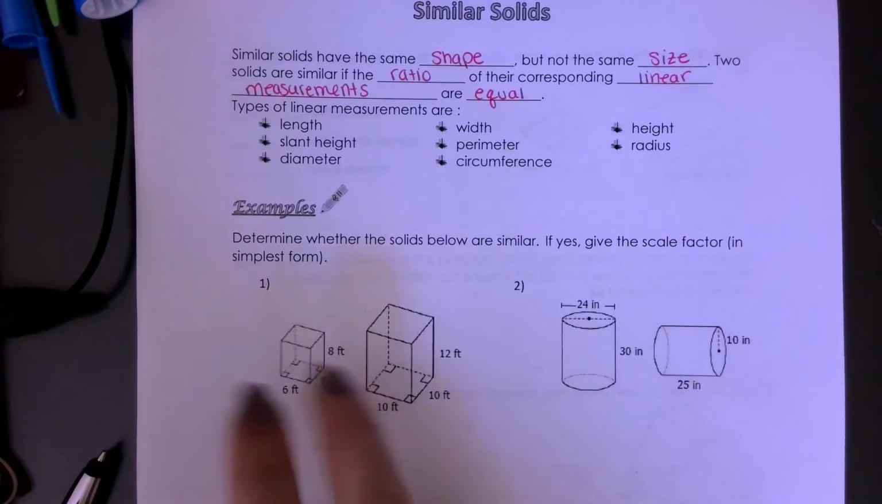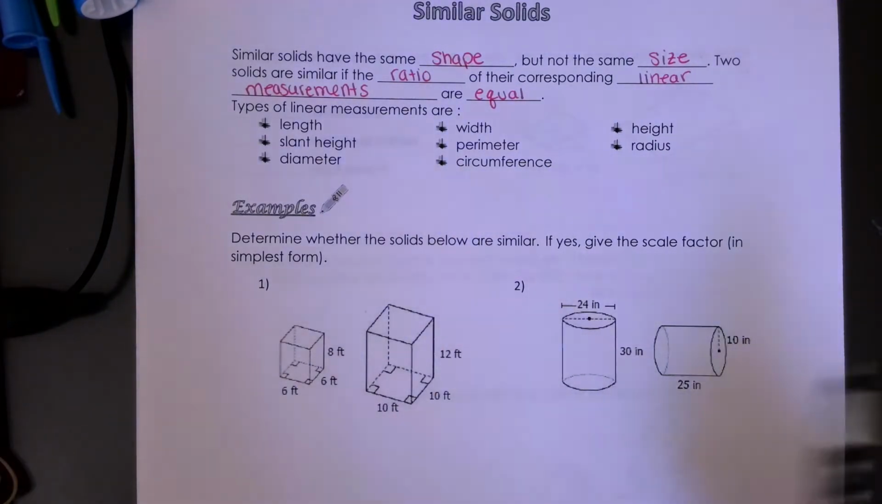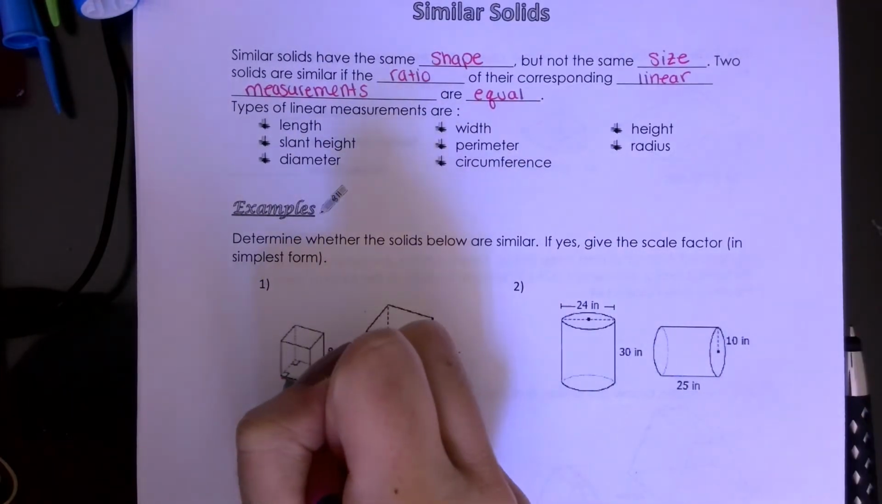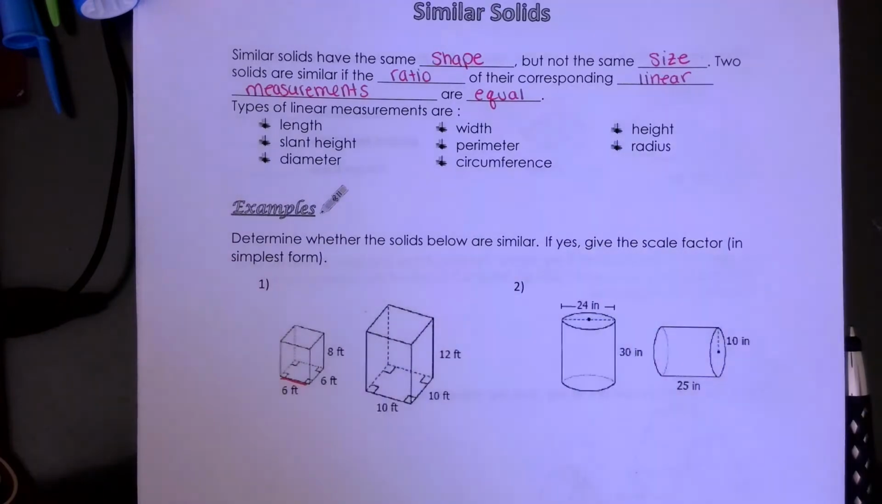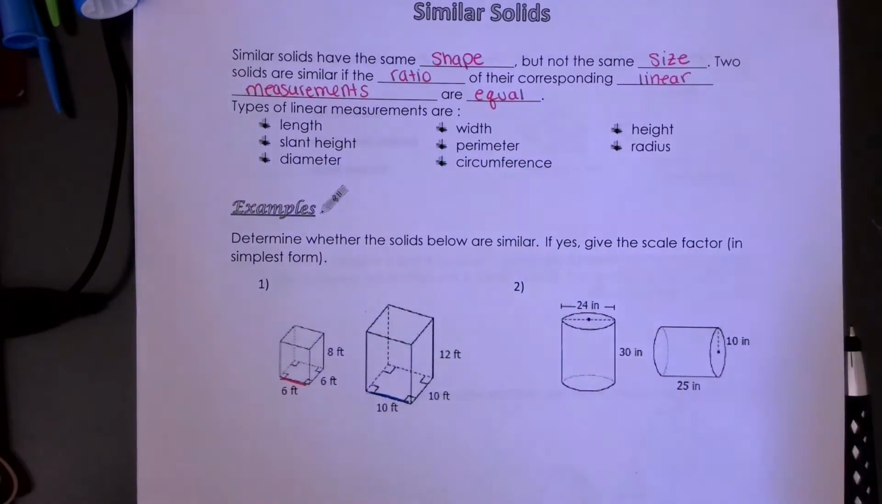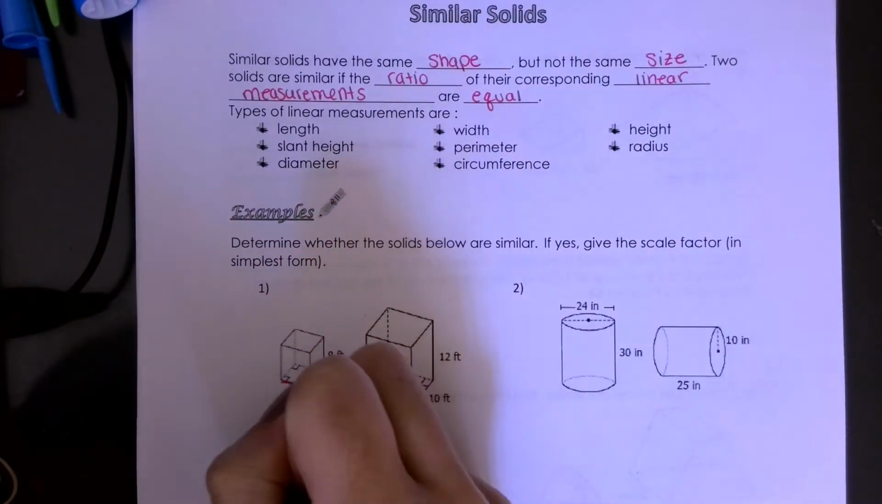So you could say, oh, well, yeah, they're similar. They look the same shape, different size. But let's see if their sides are proportional. How are their ratios? Let's look here. 6 feet corresponds to 10 feet right here. Let's go ahead and put it in a fraction. So we have 6 over 10.